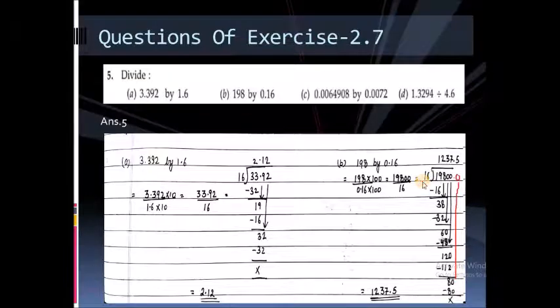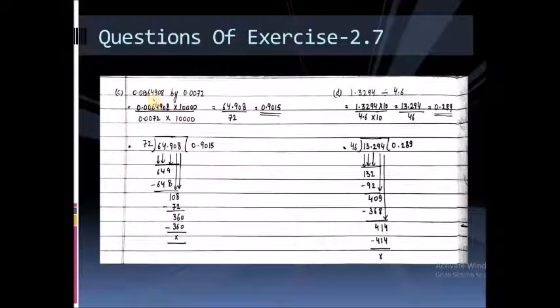Let's move on to our part C. Here, C. In the divisor, I have to make this a whole number. So how many times do I have to shift the decimal point? I have to shift it here. So how many times do I have to shift? 1, 2, 3, 4. 4 times I have to shift. That is why I have to multiply it with 10,000. Similarly, I have to multiply the dividend with 10,000 also.